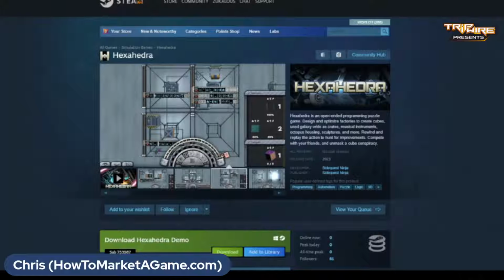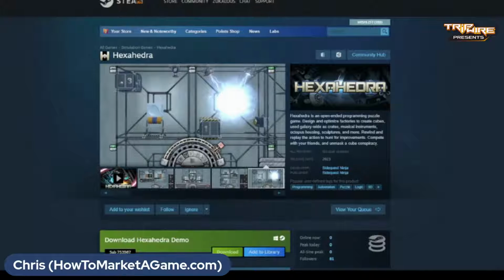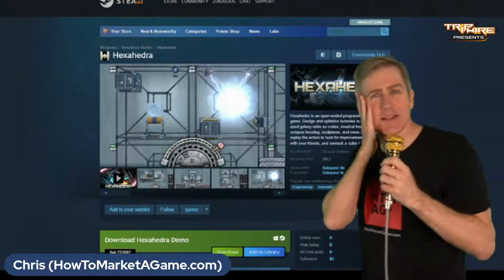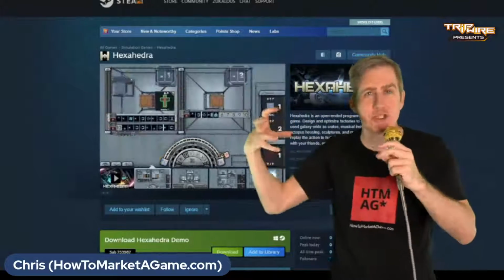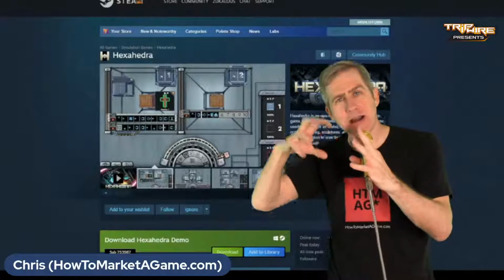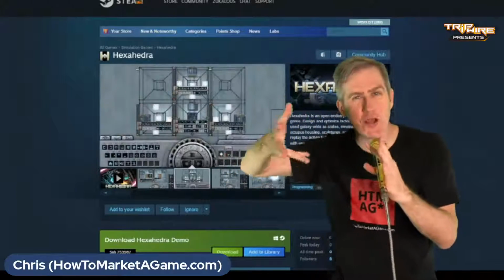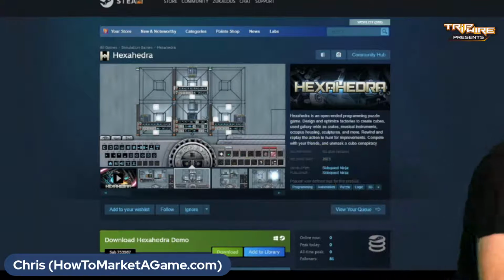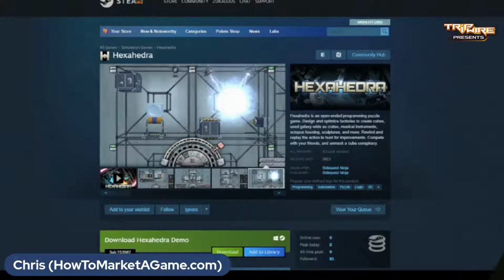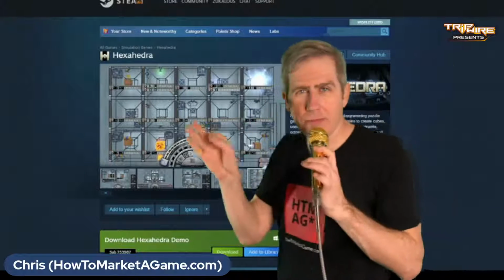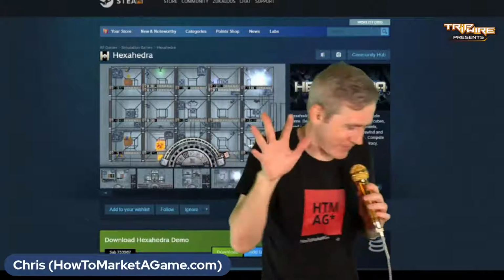I love it. "Design and optimize factories to create cubes, used galaxy-wide as crates, musical instruments, octopus housing, sculptures, and more." This seems like extra words. I mean, you're making cubes, that's what your game is. I was trying to look: am I actually manufacturing those things? No, you said the boxes are used as that. It seems a little too complicated. It's diffusing your description, and it doesn't seem like an important part of your game. "Rewind and replay the action," which is good. "Hunt for improvements. Compete with your friends and unmask a cube conspiracy." Great job, I like that short description, other than that part about the musical instruments, which just confused things. I didn't quite get it.